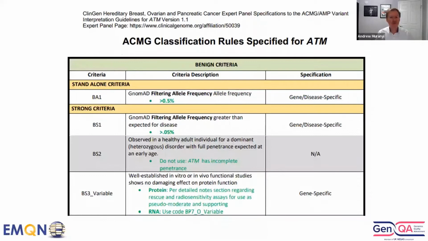One of such is a fairly recent one for the ATM gene. What's useful about these guidelines is they are based on the 2015 ACMG guidelines, but they're refined for the gene of interest. So for ATM, they've established better BA1 and BS1 criteria, as well as which rules do not apply for this gene of interest, such as BS2. And so they're very useful in taking out the guesswork for applying the ACMG guidelines to the ATM gene or whichever gene of interest the guidelines are made for. Next slide, please.